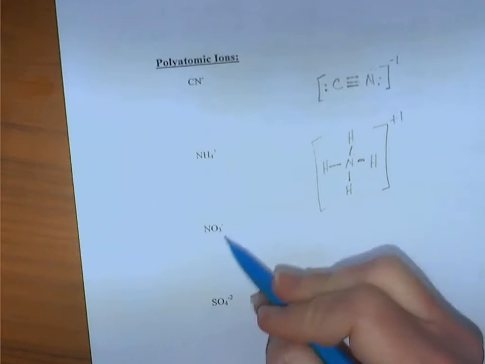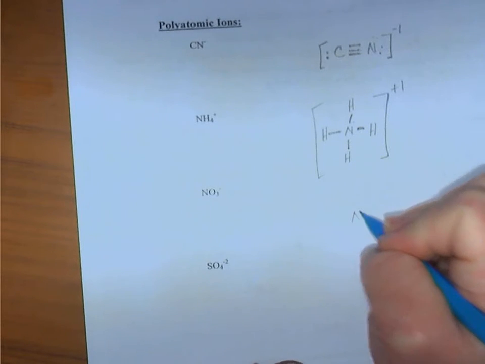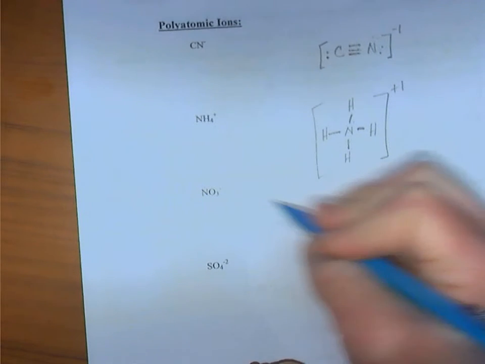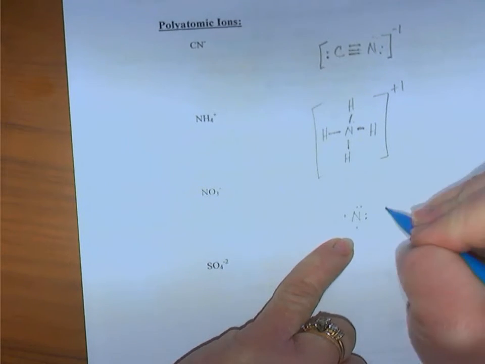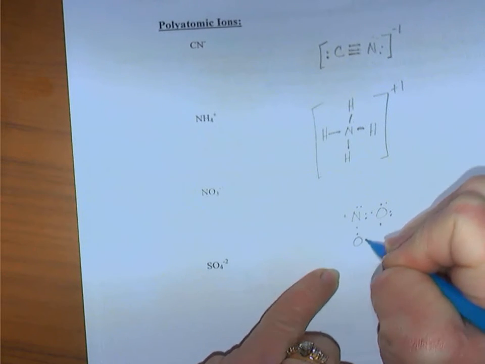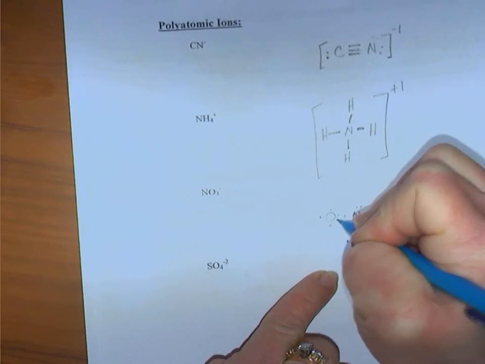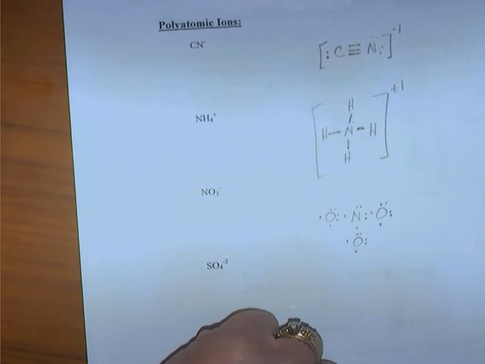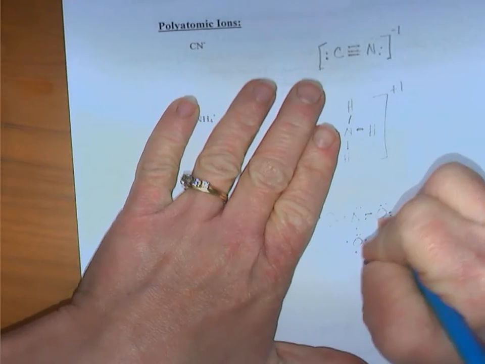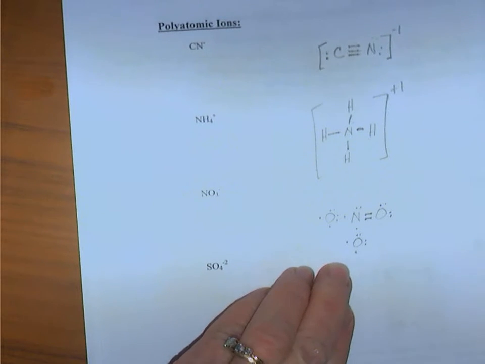Okay, how about nitrate? Well, nitrogen will come in with its 5, but I'm going to assign it 1 more because of that -1. Then oxygen, so everybody needs 2 more. Let's satisfy 1 oxygen at a time. Then this oxygen is good, and actually my nitrogen is good.